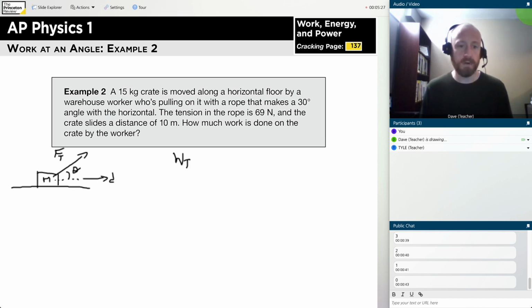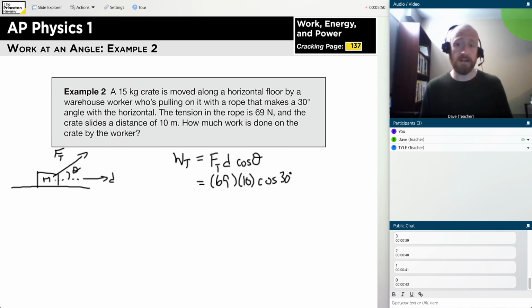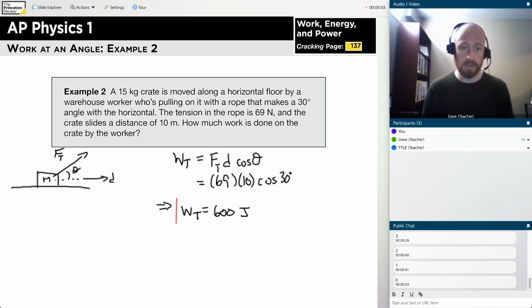So I'd say work is equal to force onto that displacement, onto cosine of that angle. So here we would have our value of tension onto the value of the displacement, and then cosine of 30 degrees. So cosine of 30 we could know is root 3 over 2. Or if you've got your calculator, go ahead and plug everything in here. And what you would find in this instance is about 600 with SI units of joules. And that is our unit for work.